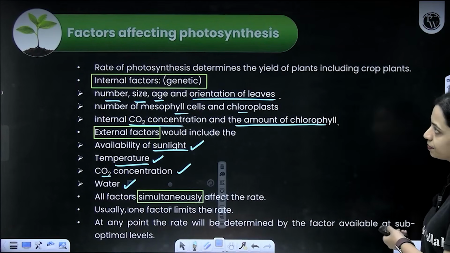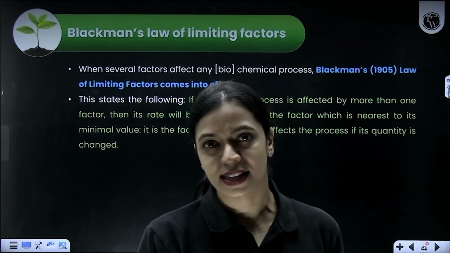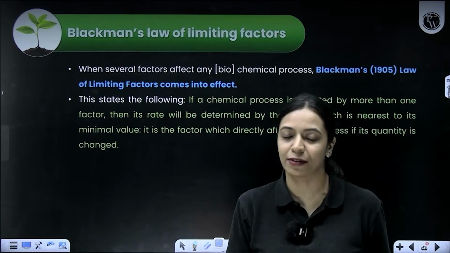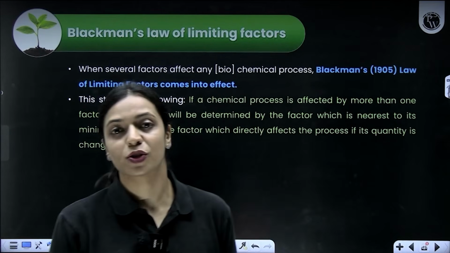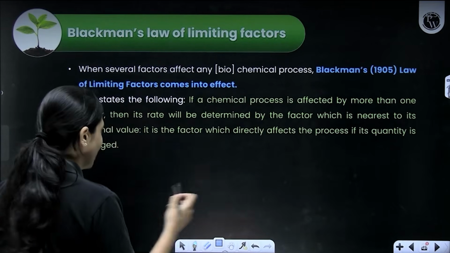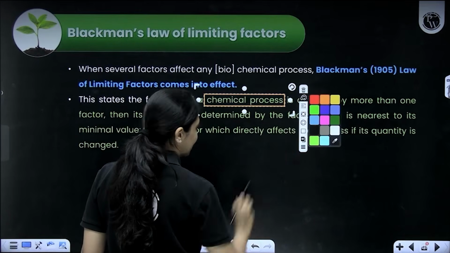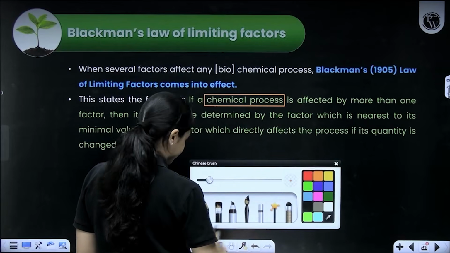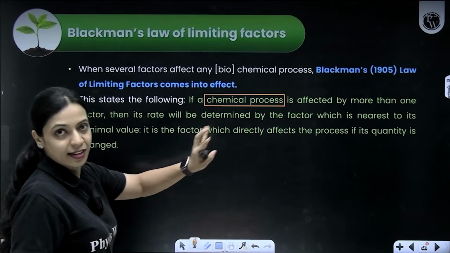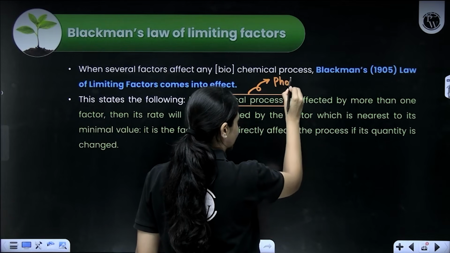So, in order to understand how all of these will operate simultaneously, there's this one law called Blackman's law of limiting factors. We'll try and understand that. This is interesting. What Blackman's law of limiting factors says is, whenever there is a chemical process, okay, so it became too green, let's use orange. Whenever there is a chemical process taking place, in this case, the chemical process is photosynthesis.